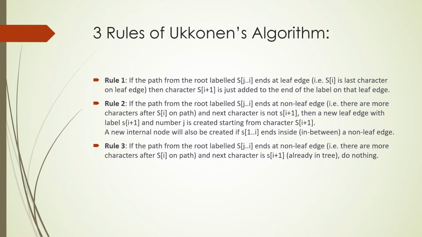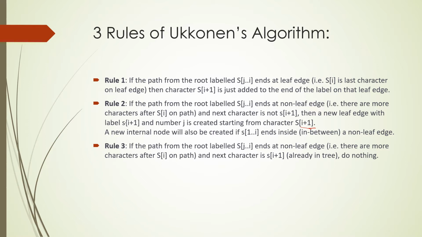So what is rule 2? If the path from the root label ends at a non-leaf edge and the next character is not S of i plus 1, then a new leaf edge with the number j is created starting from the character S of i plus 1. It simply means that if you do not encounter the character from the current position in the next position, just create a leaf node out of it.